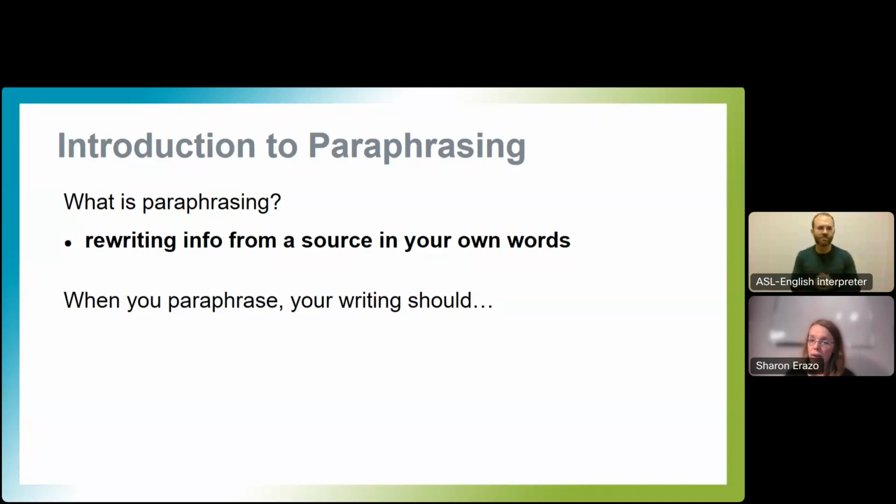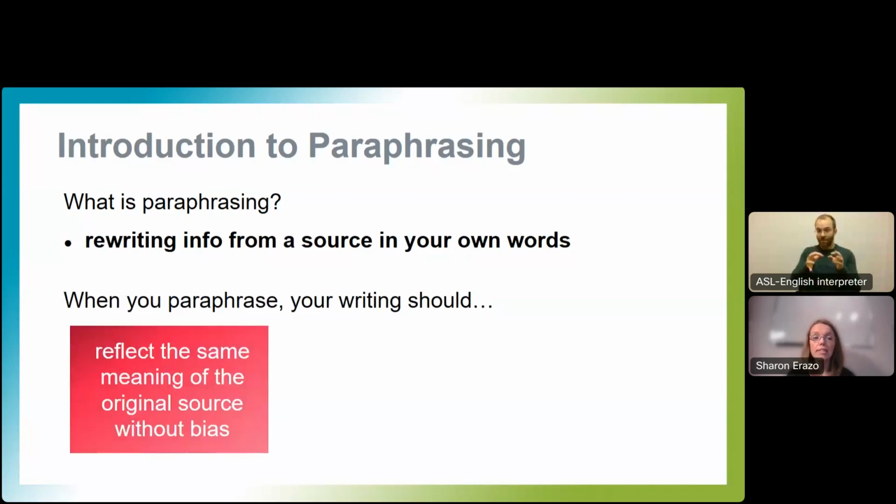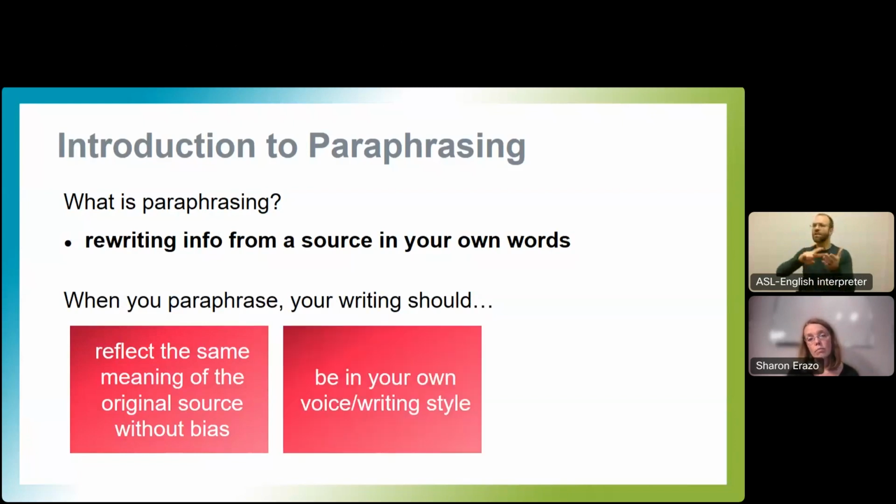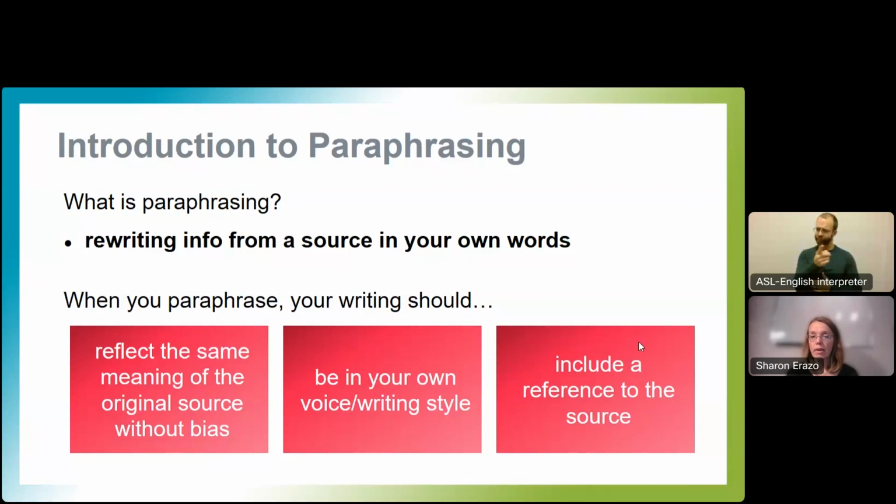When we're paraphrasing in writing, our writing should reflect the same meaning of the original source without bias. So we're stating information in our own words, but we're not changing the meaning of the original source. Our paraphrase should be written in our own writing voice or our own writing style. And a paraphrase should also include a reference to the source. So the original source that we are paraphrasing, we must indicate where we have found this information from.